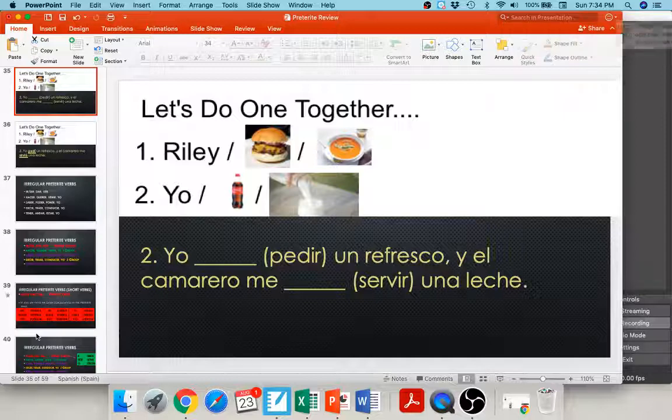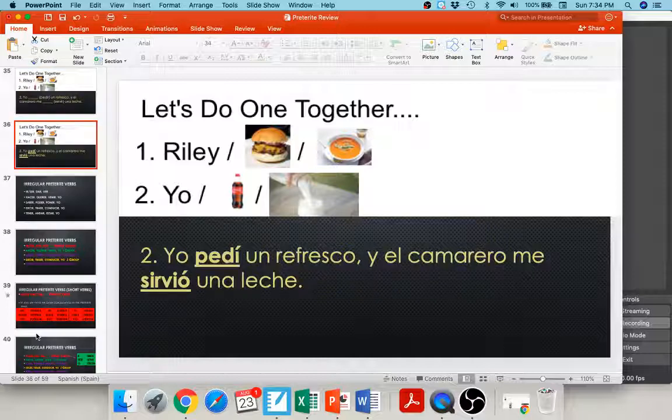In this case, servir normally has a stem change from E to I in the present tense. So in the preterite, it's still going to change from E to I, but only in the third person singular and plural. So we get: yo pedí un refresco y el camarero me sirvió una leche.